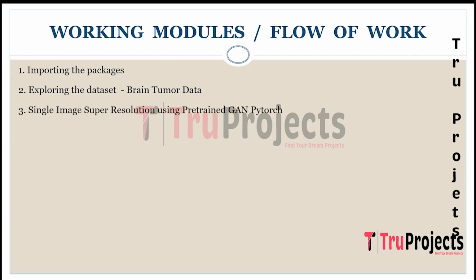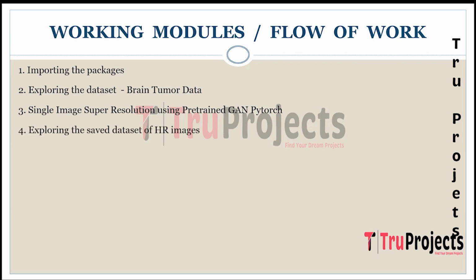Coming to single image super resolution using pre-trained GAN PyTorch. This section focuses on using PyTorch and a pre-trained GAN, which is Generative Adversarial Network model, for Single Image Super Resolution, which is SISR. This process includes creating and using residual blocks, loading a pre-trained model, processing low-resolution images into high-resolution images, which are HR images, and saving those HR images.